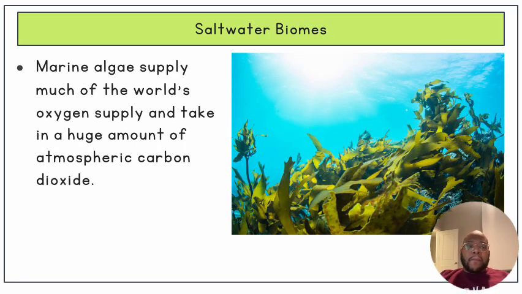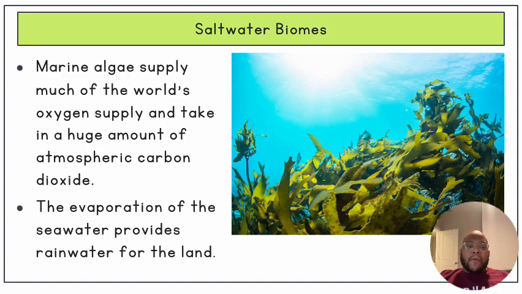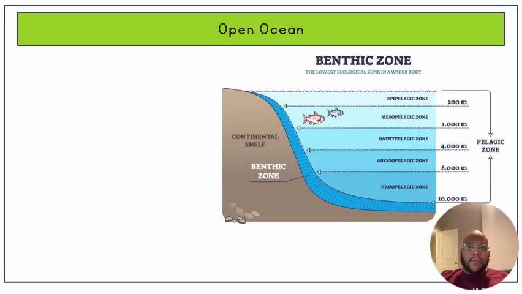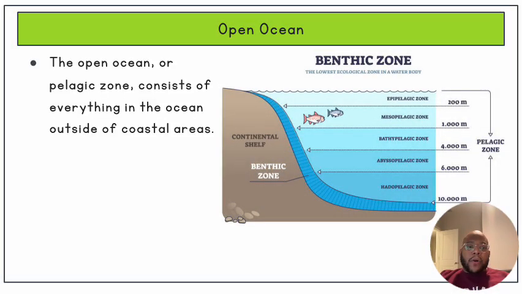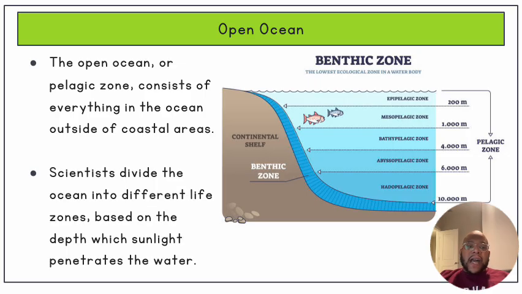Marine algae supply much of the world's oxygen supply and take in huge amounts of atmospheric carbon dioxide. The evaporation of the seawater provides rainwater for the land. The open ocean or the pelagic zone consists of everything in the ocean outside of the coastal areas. Scientists divide the ocean into different life zones based on the depth in which sunlight penetrates the water. And we're going to talk about each of those.